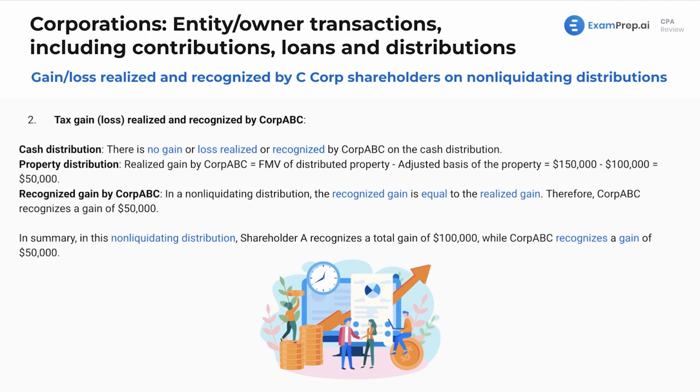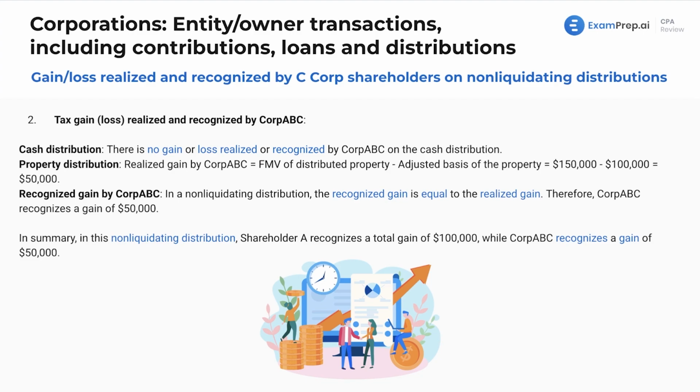Now, on the flip side, what is the gain or loss realized and recognized by the corporation? We have the corporation to think about. No one thinks about the corporation. Always make sure you're thinking about everyone. All right, so on the cash distribution, there's no gain or loss realized or recognized by Corp ABC on the cash distribution. Remember, double taxation is a factor, but it only affects the shareholders. Corporations pay tax on their income, and then the shareholders pay tax on the dividends.